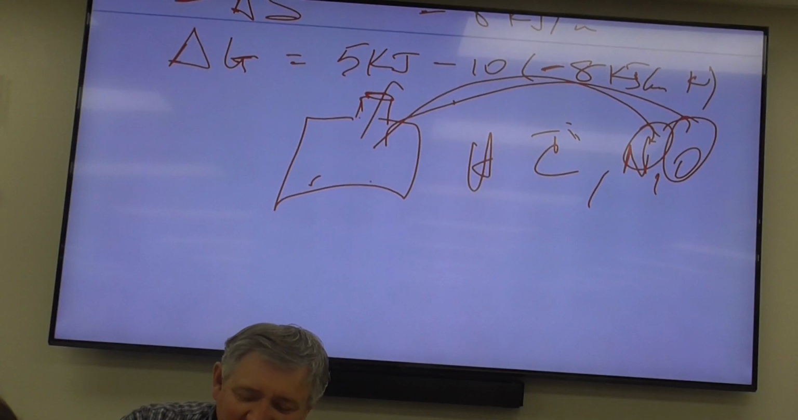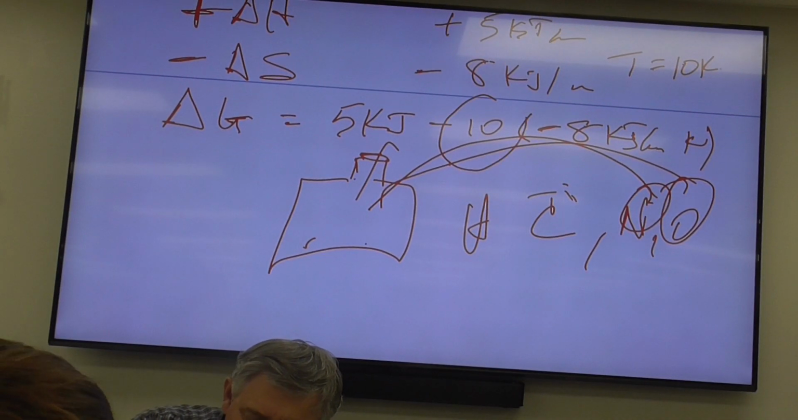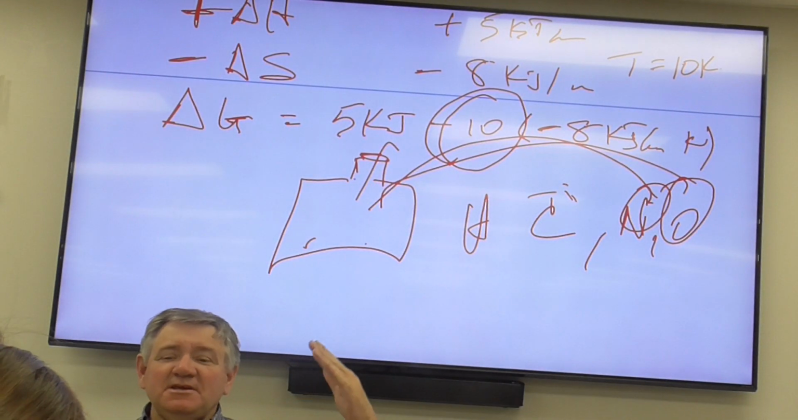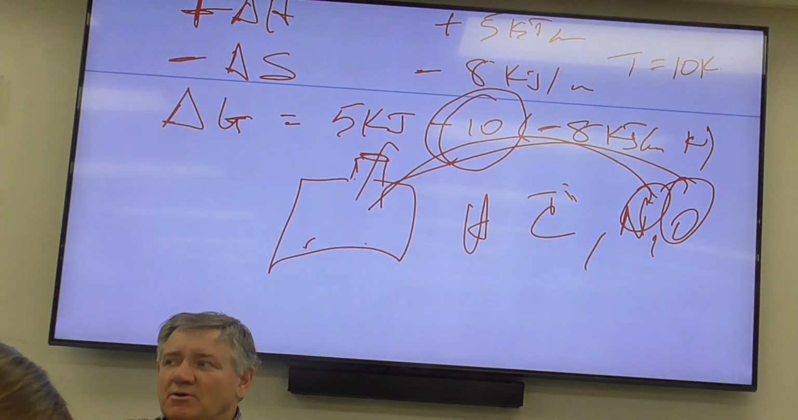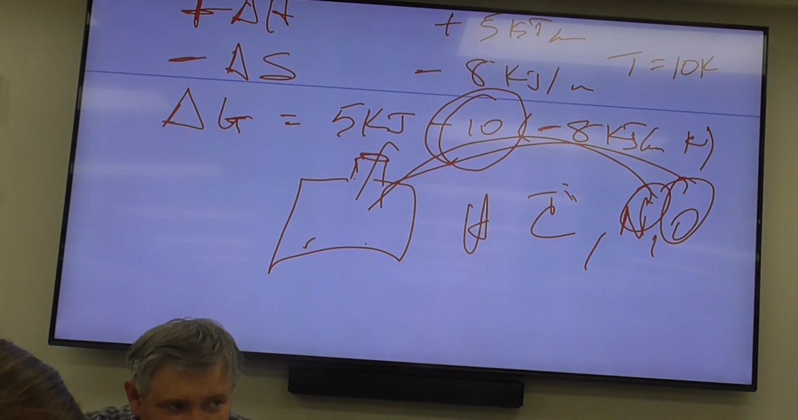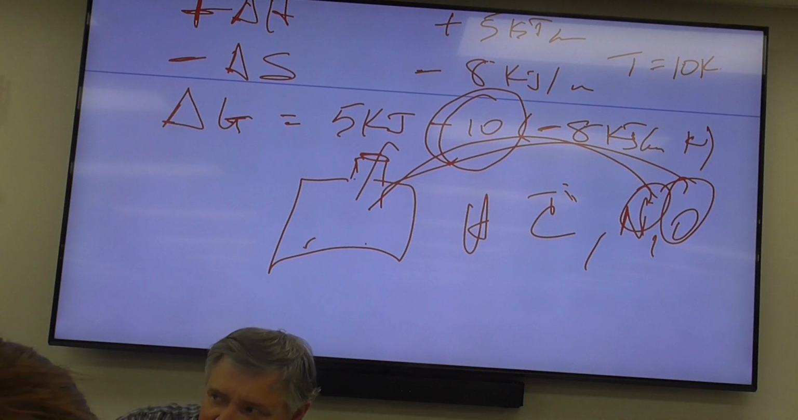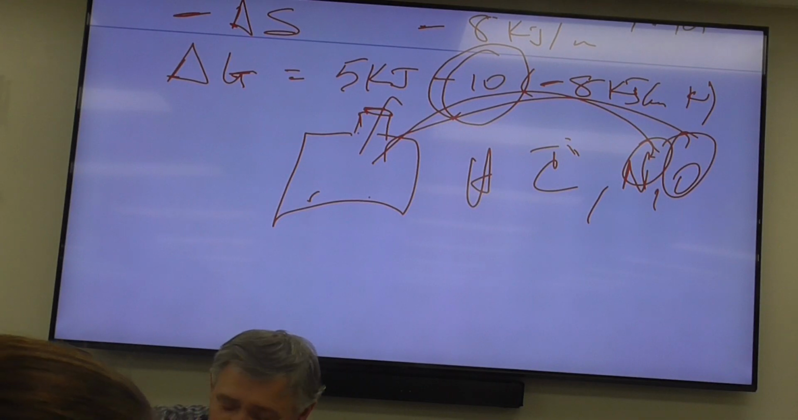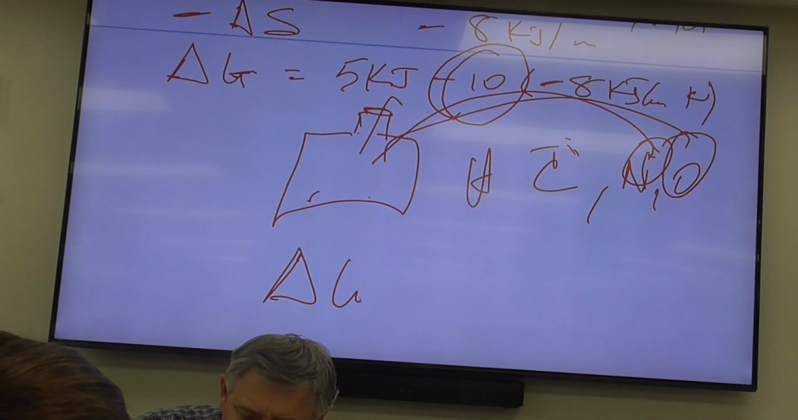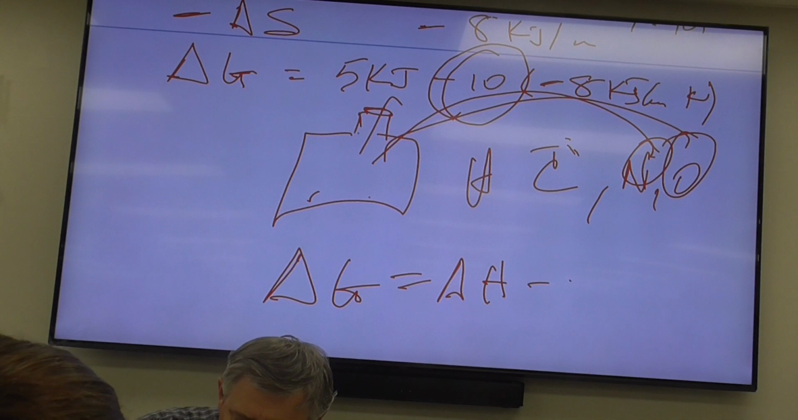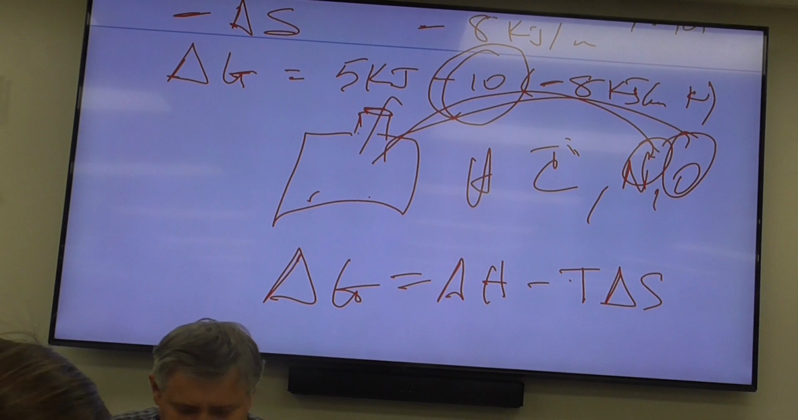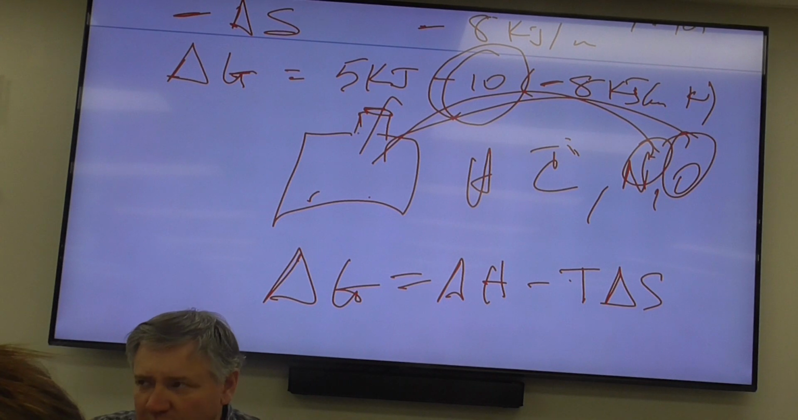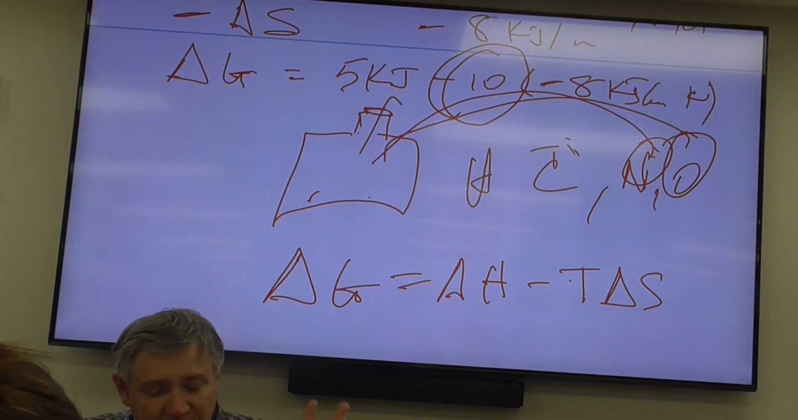Now, if I raise the temperature to 100, is it still going to be non-spontaneous? Yeah. So is there a temperature that I can reach where I generate a negative delta G? No, absolutely not. Now, here's the other thing we're going to do. Delta G equals delta H minus T delta S. So, if delta G equals 0, what do you know about the system? It's going to be in equilibrium.